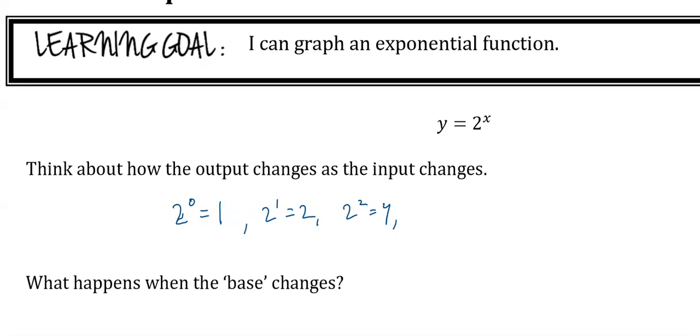And then 2 to the 3 is 8, whereas 3 squared, if you're doing a parabola, would be 9. And then 2 to the 4 is 16. And 4 squared is also 16, so the same again. And then after that, they become different, and the exponential graph starts to grow really, really fast, right? And so on and so forth. So you can continue to do those.